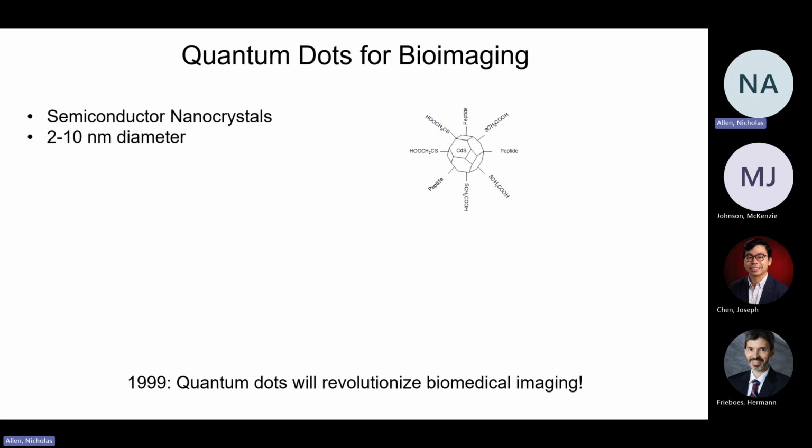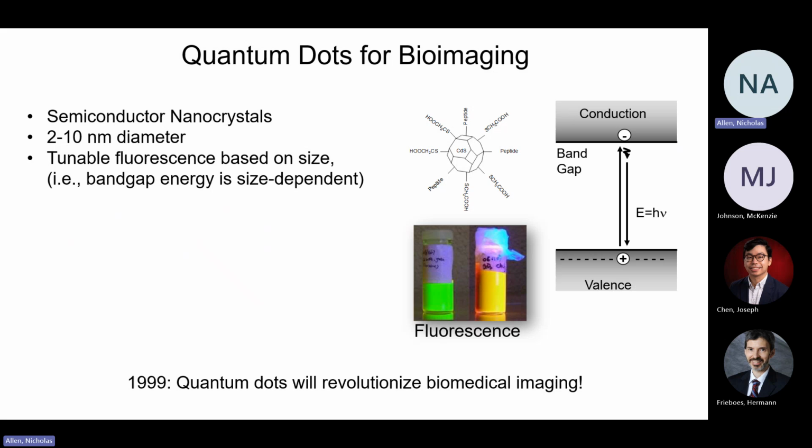So my question was, could we use quantum dots to address this? Quantum dots are semiconductor nanocrystals. They're about 2 to 10 nanometers in diameter. And in 1999, when I started my PhD, everyone said they're going to revolutionize biomedical imaging. We're all going to be using quantum dots. But we're not. Why not?